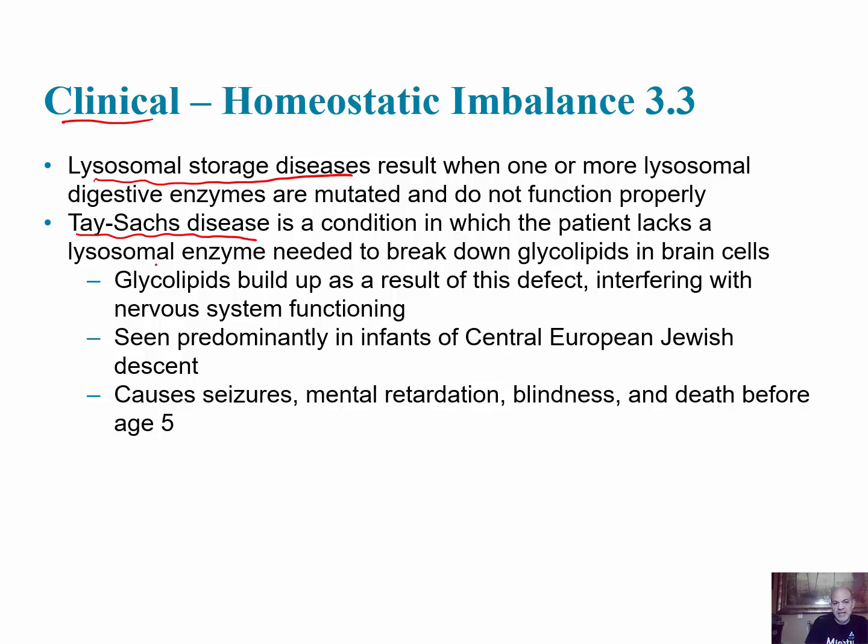This is a condition in which the patient lacks a lysosomal enzyme needed to break down glycolipids in brain cells. So what happens here is those glycolipids are going to build up because of this defect, and that's going to interfere with proper nervous system functioning. This disorder seems predominant in infants of Central European Jewish descent. And the really sad part about all this is that it can cause seizures, slow mental development, mental retardation, blindness, and death of the child before the age of 5. So that's an unfortunate result of a genetic mutation for just one enzyme that occurs within those lysosomes.